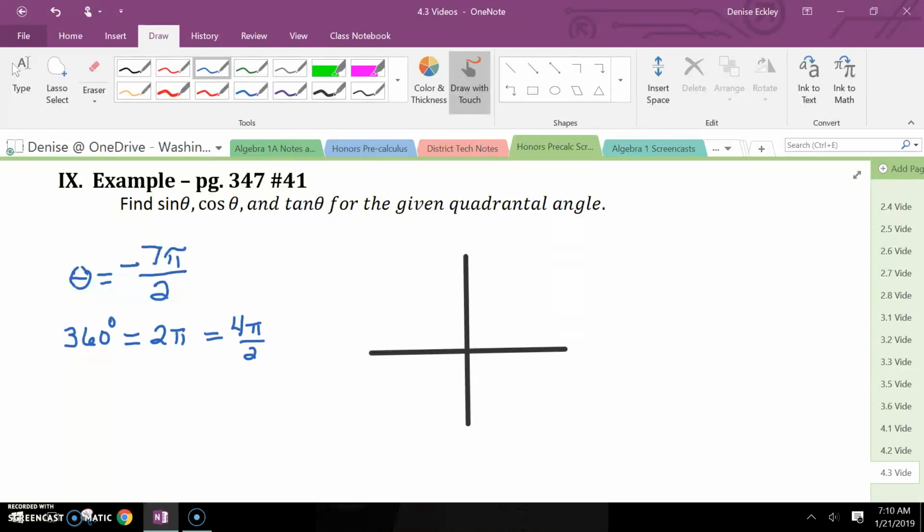So what I can do is, if I take 7 pi over 2 and subtract off the one trip around, what I get is 3 pi over 2, which is 3 halves around. So it's going to look like this. I start here at the x-axis. I'm going to go the whole way around, and I'm going to go around 3 halves again, which would put me right there on the positive y-axis.